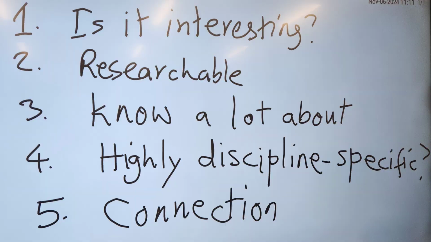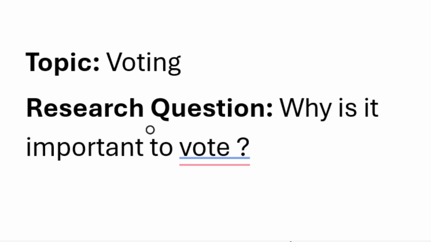Here's a topic. Topic: voting. And research question: why is it important to vote? How would you look at it? I find this voting is just one word here by itself. So you may have to spell it out, right? Have it at least 4 or 5 words minimum. It's too broad, not specific. And now the research question, why is it important to vote? I think it's too simple, right? I mean, anybody can answer this, right?